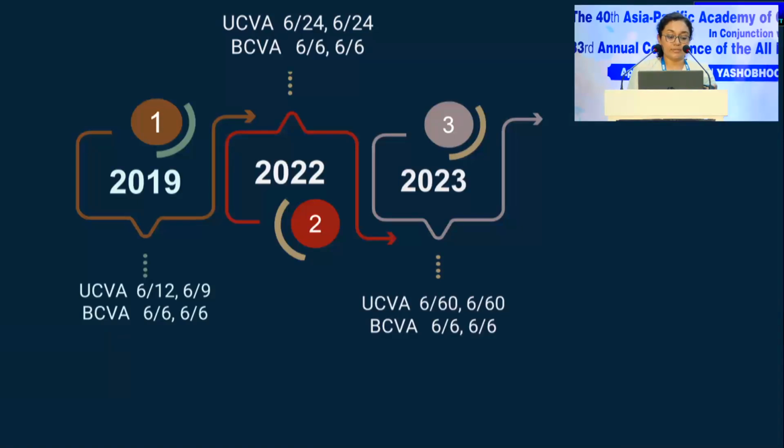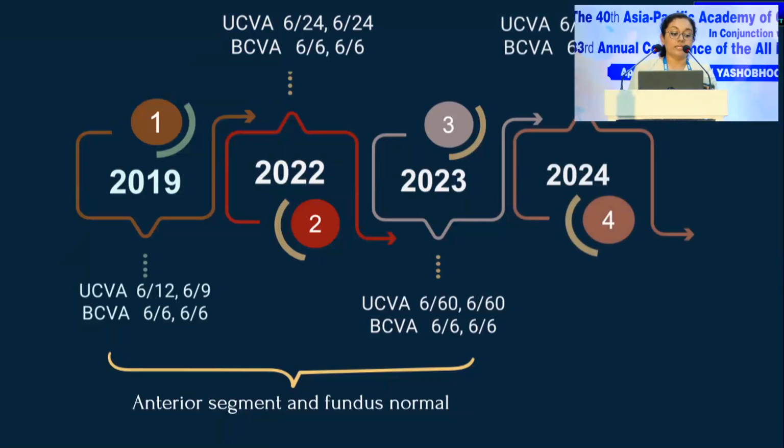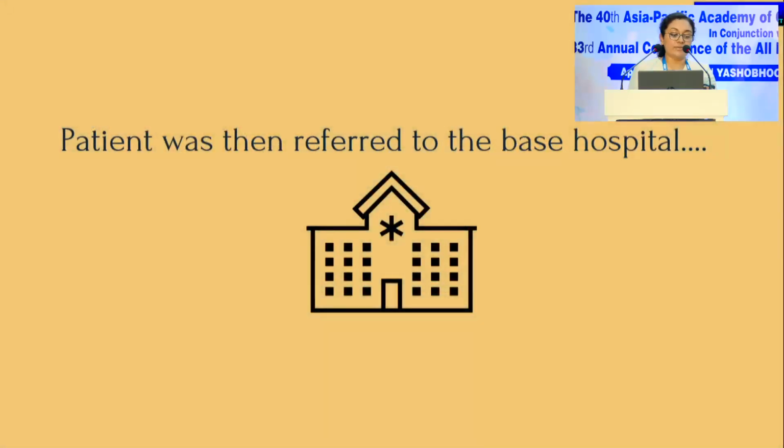By her 2023 visit, her vision had worsened further, dropping to 6/60 in both the eyes. Importantly, in these visits, her anterior segment examination remained normal and the fundus showed no significant anomalies. However, during her 2024 visit, while her uncorrected vision remained 6/60, the right eye only improved to 6/18 with correction. This prompted the technician to evaluate the fundus, during which blurring of the disc margins was noted. Given this finding, we referred her to the base hospital for further evaluation.